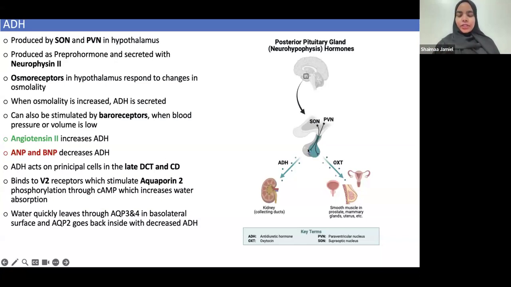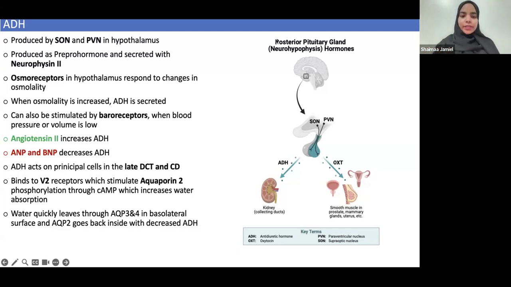ADH is secreted as a pre-pro hormone, together with something called neurophysin 2. Its secretion is regulated by osmoreceptors in the hypothalamus, which sense the osmolality of the blood serum. If the osmolality is high, we have less water, so we need more ADH and it will produce more ADH. However, if the osmolality is low, we have enough water, so we don't need ADH and it will suppress ADH.